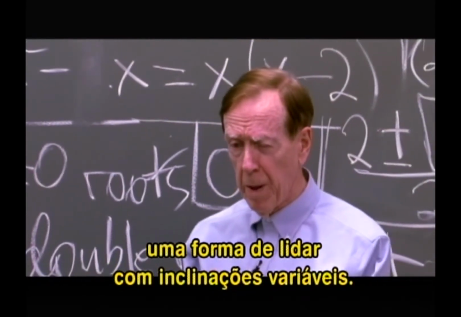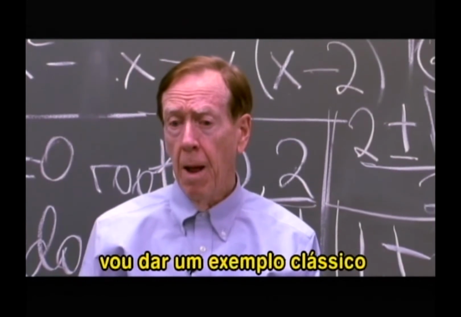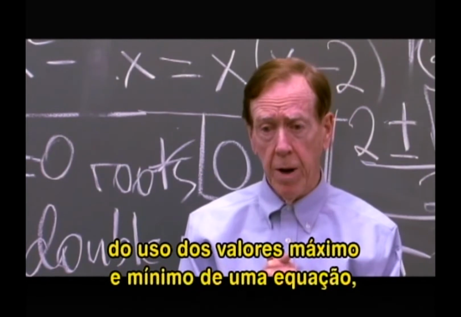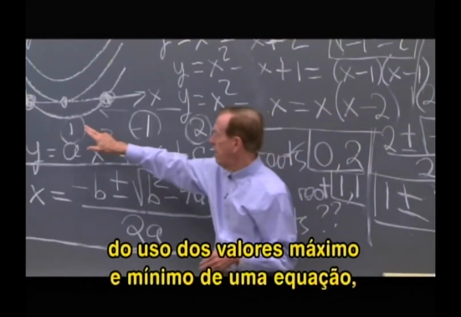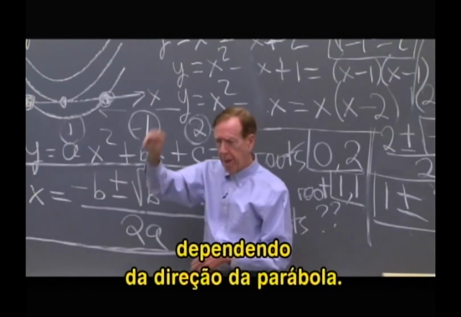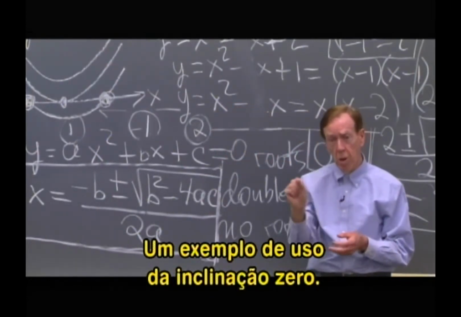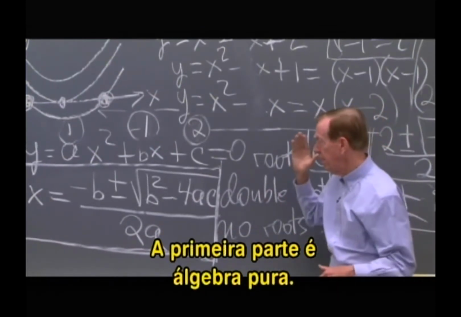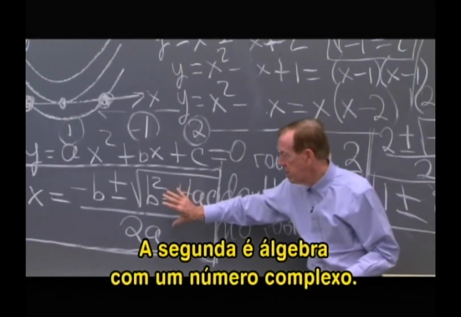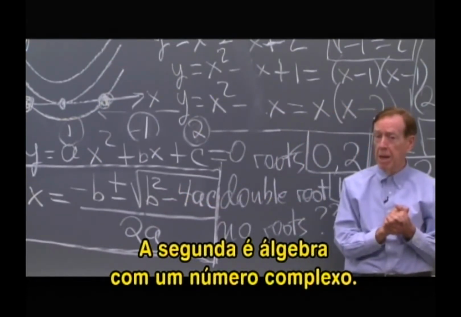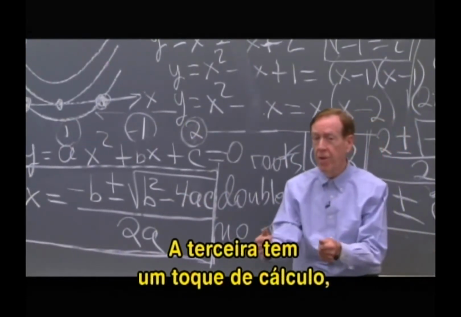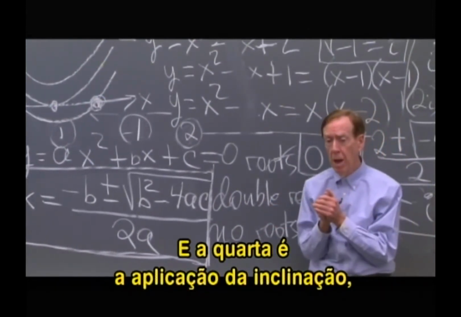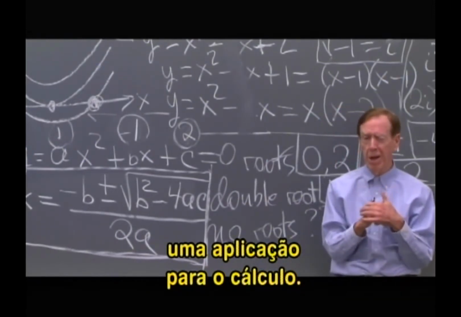So we all know that Newton and Leibniz figured out a way to deal with that possibility of changing slope. And then in the fourth part, I'll do an example, a classical example of where you're looking for the maximum. Here's the minimum. If it was going the other way, it would be the maximum, the place where the slope is 0. So you get to use calculus. So one is pure algebra. The second is algebra with a complex number coming in. The third is a touch of calculus, the slope. And the fourth is an application of slope, an application of calculus.